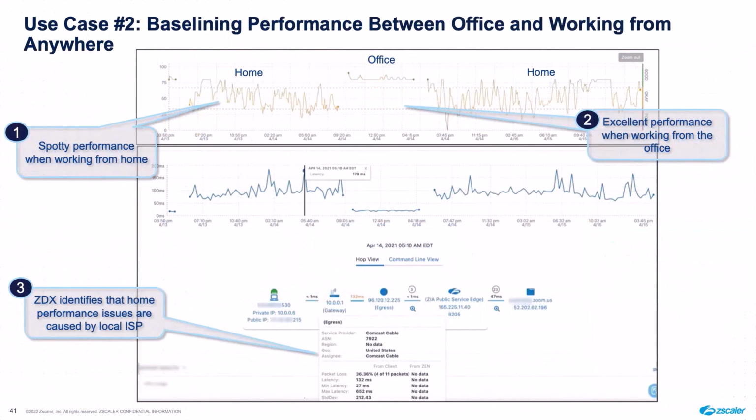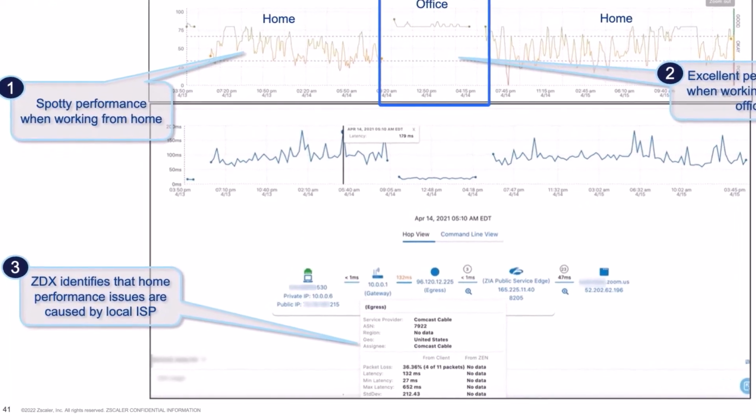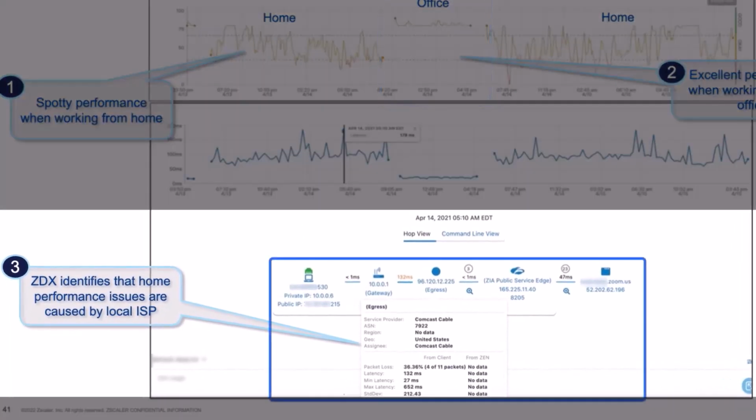In this use case, we are looking at a user problem who has been complaining about access issues when the user is at home, but that problem disappears when the user is working from the office. Looking at ZDX, we can go back in time and basically see what was happening when the user was working from home. Indeed, in this case, we see that the user is having latency going to the ISP, which could be causing this problem.